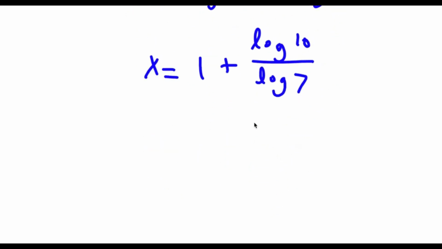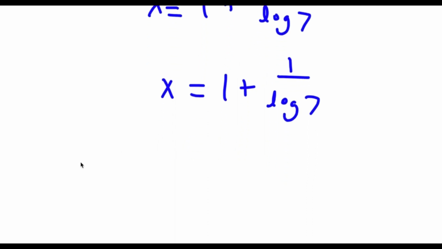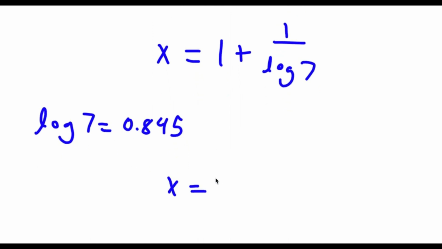Now log 10, that's simply equal to 1. So now I have x is equal to 1 plus 1 over log 7. Now what we're going to do is find the value of log 7. So log 7 is equal to 0.845. So now I have x is equal to 1 plus 1 over 0.845.